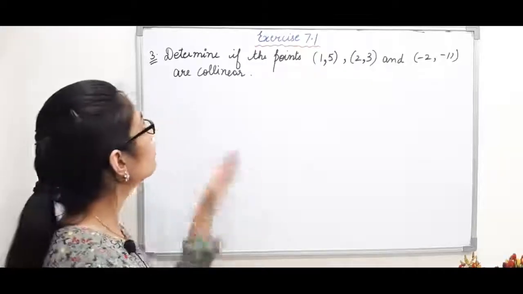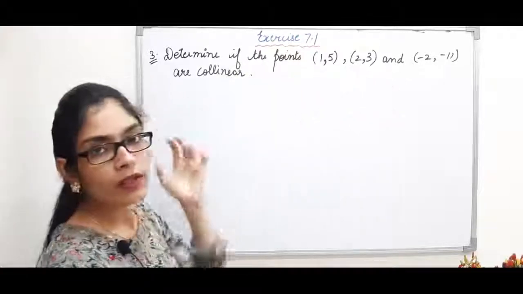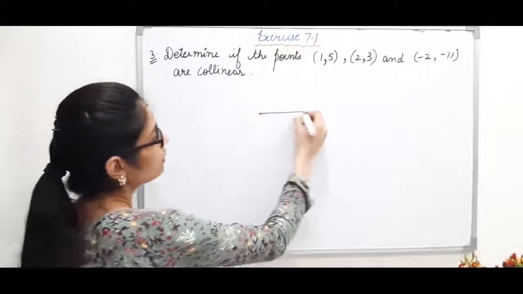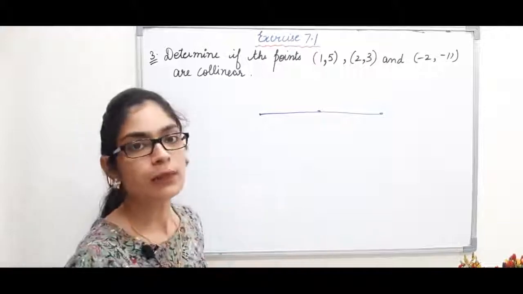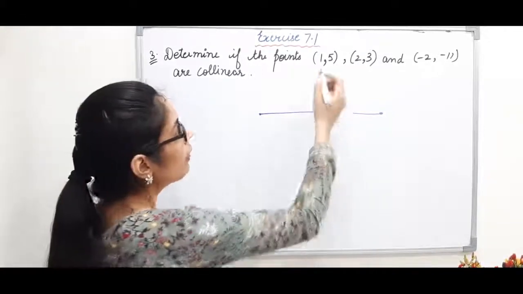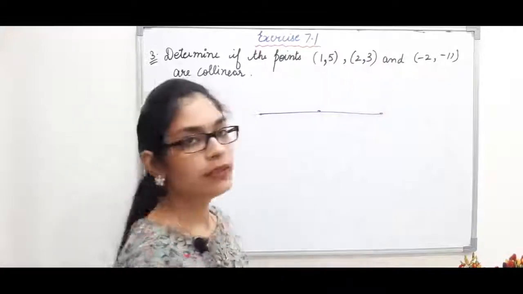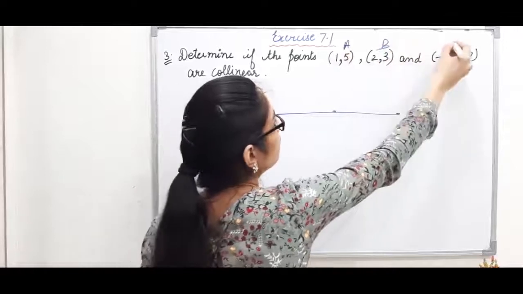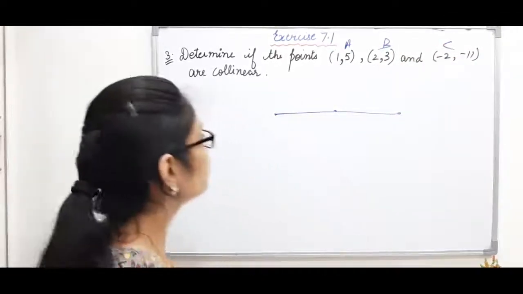Third question, you have to determine whether these points are collinear. Collinear means these points lie on the same line. If all the points lie on the same line, that means these points are collinear. Now I have been given 3 coordinates, so I will name them A, B and C. So what is the condition that these points will be collinear?